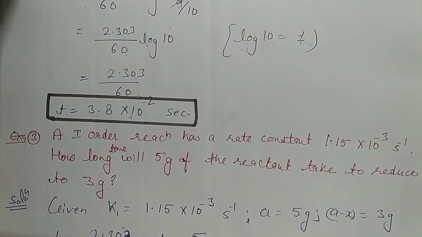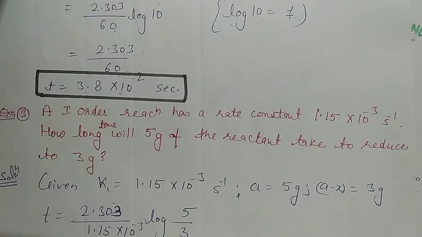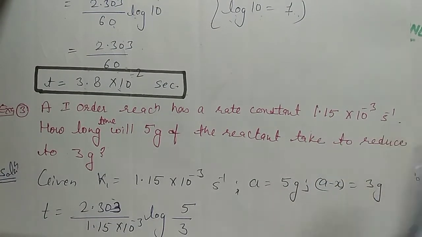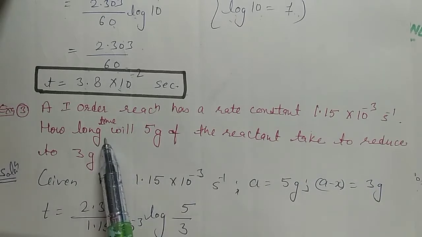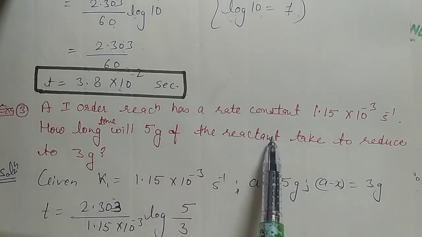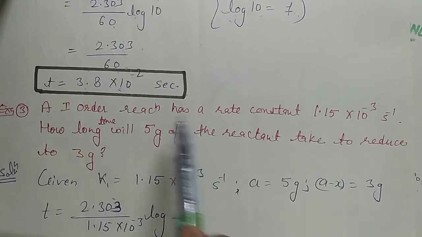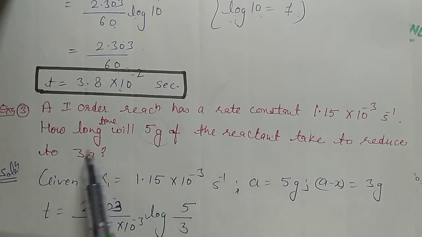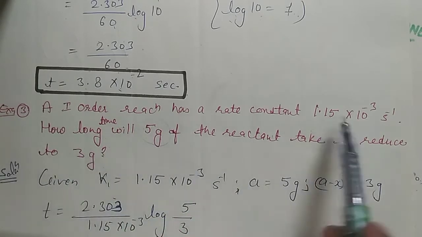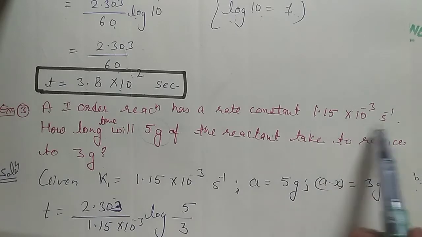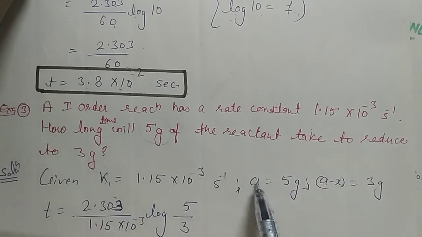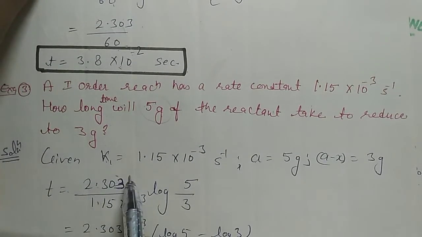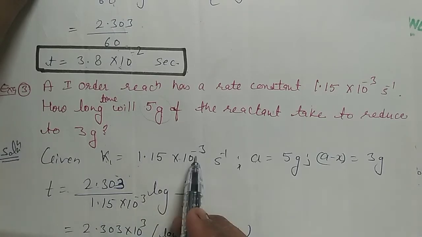Next example, a first order reaction has a rate constant 1.15 into 10 to the power minus 3 second inverse. How long will 5 grams of reactant take to reduce to 3 grams? Means the initial concentration A is equal to 5 gram, and A minus X is equal to 3 gram, and K is 1.15 into 10 to the minus 3. Everything is given, K1, A and A minus X. So we can put the values. T is equal to 2.303 upon K, K is 1.15 into 10 to the minus 3.